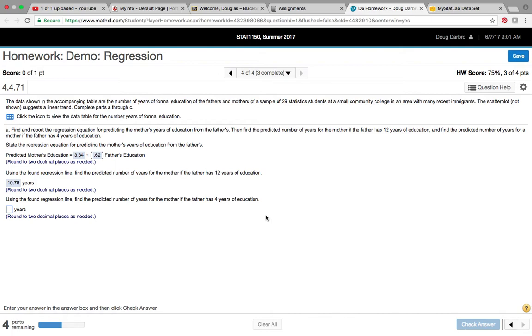Using the found regression line, find the predicted number of years for a mother if the father has 4 years of education. So that's going to be the same thing. We're going to take 0.62 times 4, and then we're going to add, not multiply like I did, 3.34 to get 5.82.